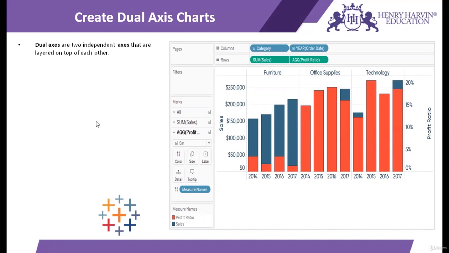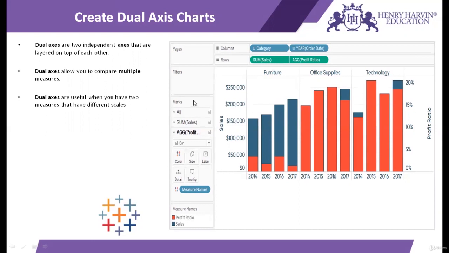If we go just by definition, dual axes are two independent axes, as I told over here, like one is sales and one is profit, and they are independent of each other. Dual axis allows us to compare multiple measures. Here we are comparing sales with profit ratio, and they are useful when we have two measures that have different scales. Because if they were of the same scale, there would be no need of having two axes, one axis would be enough. But here, since the two scales are quite different and we have been able to merge them together, that's why we use dual axis. Dual axis gives us that flexibility.